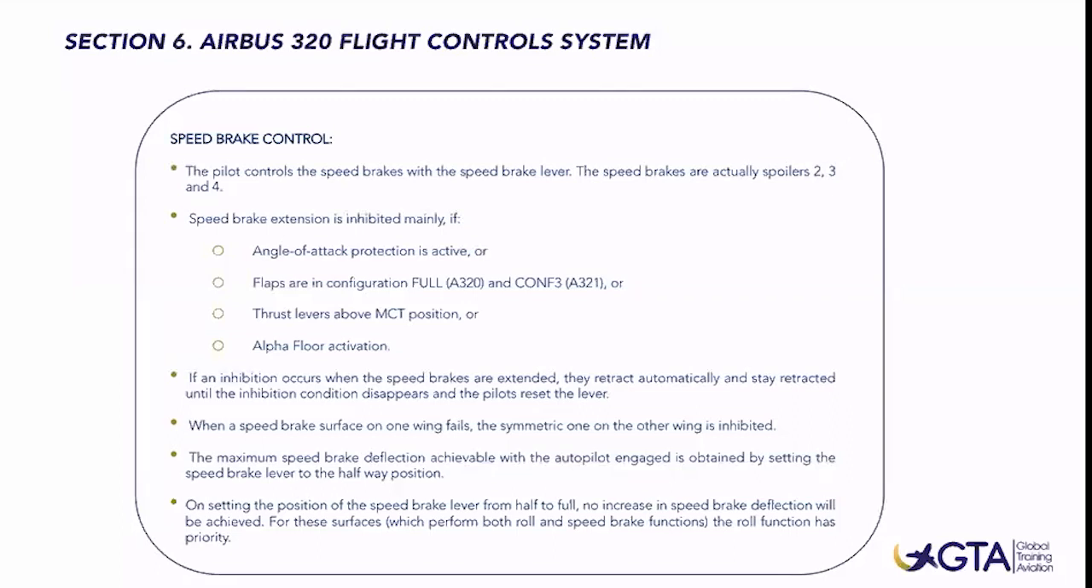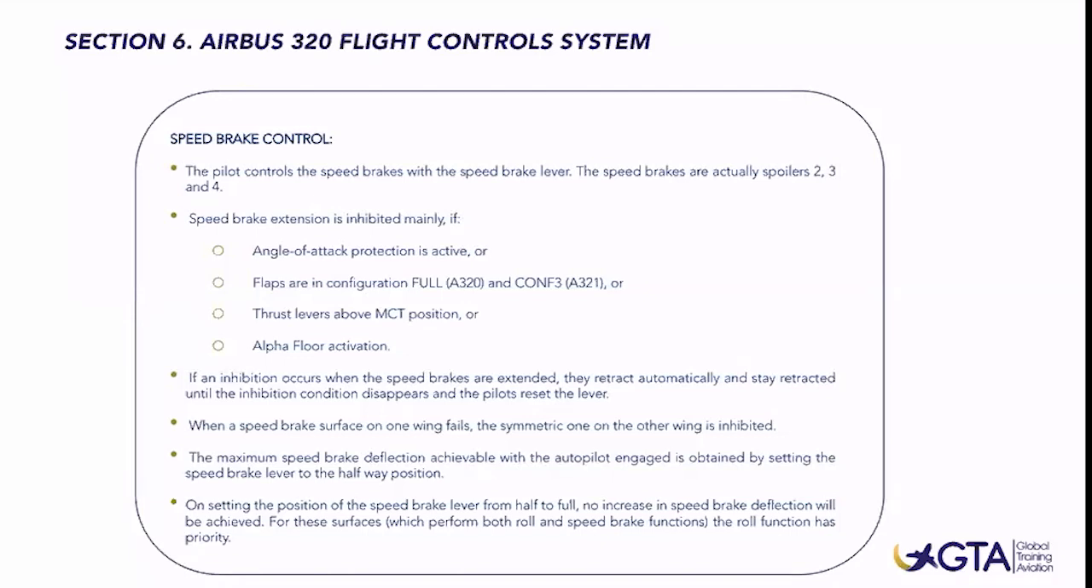If an inhibition occurs when the speed brakes are extended, the speed brakes will retract automatically and stay retracted until the inhibition condition disappears. When a speed brake surface on one wing fails, the symmetric one will be inhibited as well, just to prevent this asymmetry between both wings.